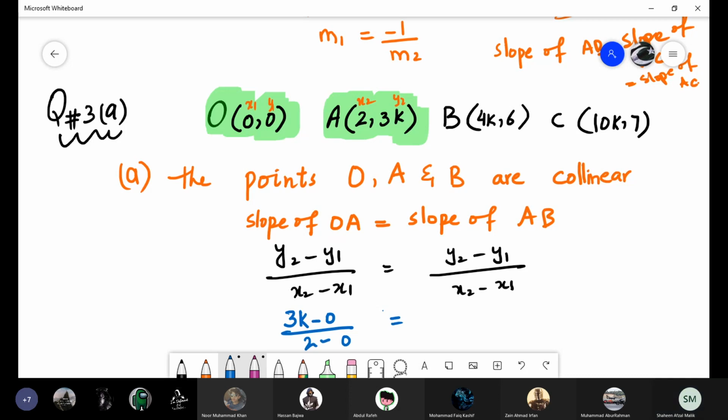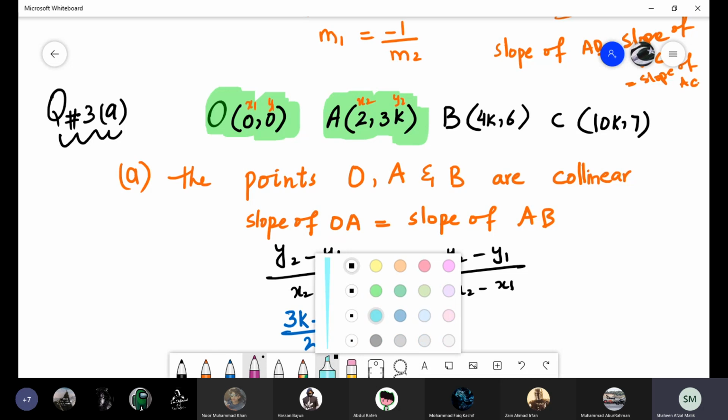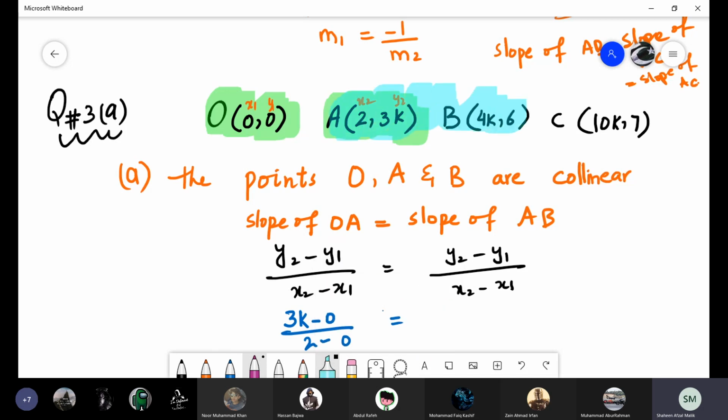Then the right side, we have points A and B. Let me highlight those colors, A and B. Now what will be the x1 and y1 here? This is x2, y2 and this will be x1 and y1. 6 minus 3k over 4k minus 2. Very good. So now simplify.